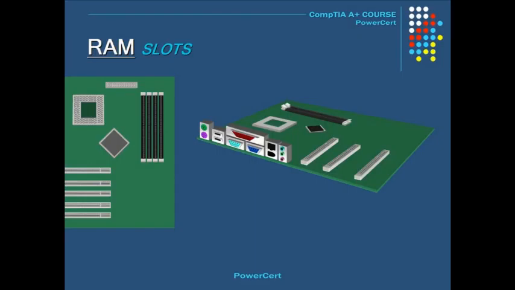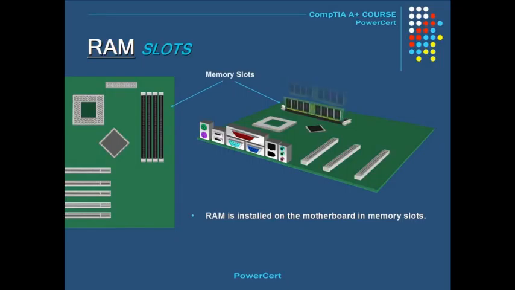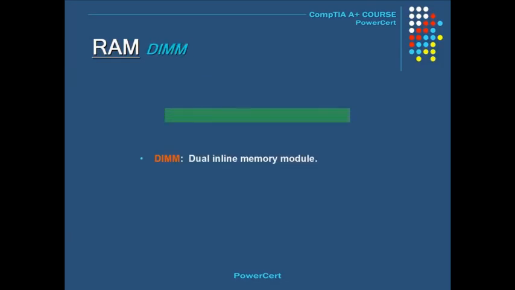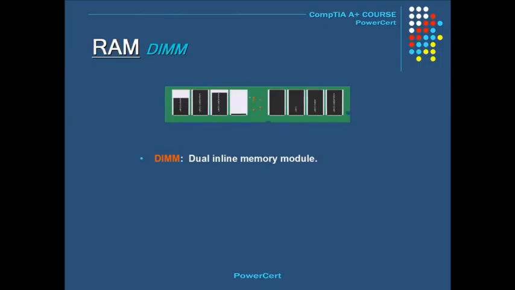RAM, or Random Access Memory, is temporary memory, and it's installed on the motherboard in the memory slots. A motherboard can have a various number of memory slots. The average motherboard will have between 2 and 4 of them. Memory slots come in different types, depending upon what type of RAM it accepts. For example, most motherboards have DIMM memory modules because it's the most common type to date.